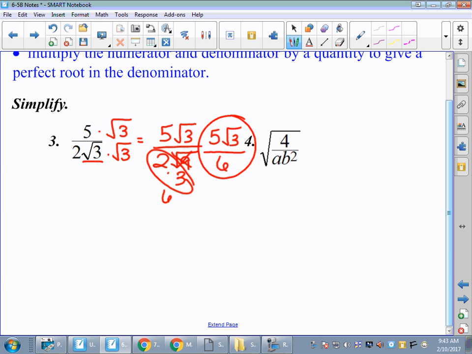Okay, same thing for number 4, but before I start number 4, we have a fraction. So let's get rid of the fraction first, like we did yesterday. Square root of 4 over the square root of AB squared.